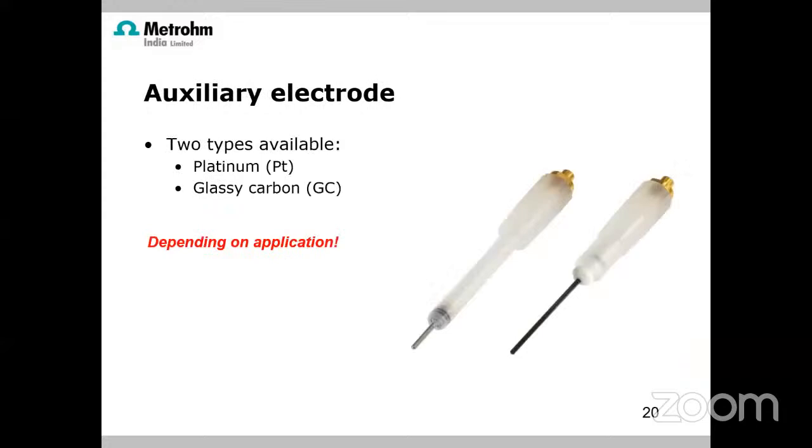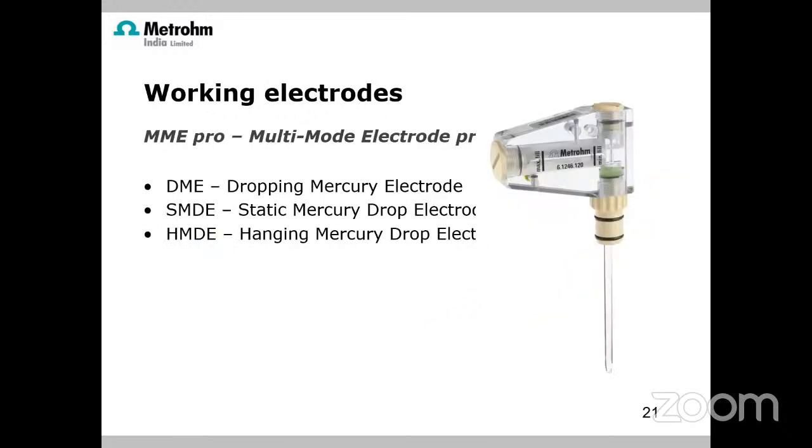Then we have the auxiliary electrode. Many times we use platinum. Platinum is used because, as you know, it is inert to many chemical reactions. But we use glassy carbon if a very, very small current is produced and we need a larger surface area. That is more efficient in determining even a small current, at a larger surface area, so it is much enhanced. This is the reason we use a glassy carbon auxiliary electrode.